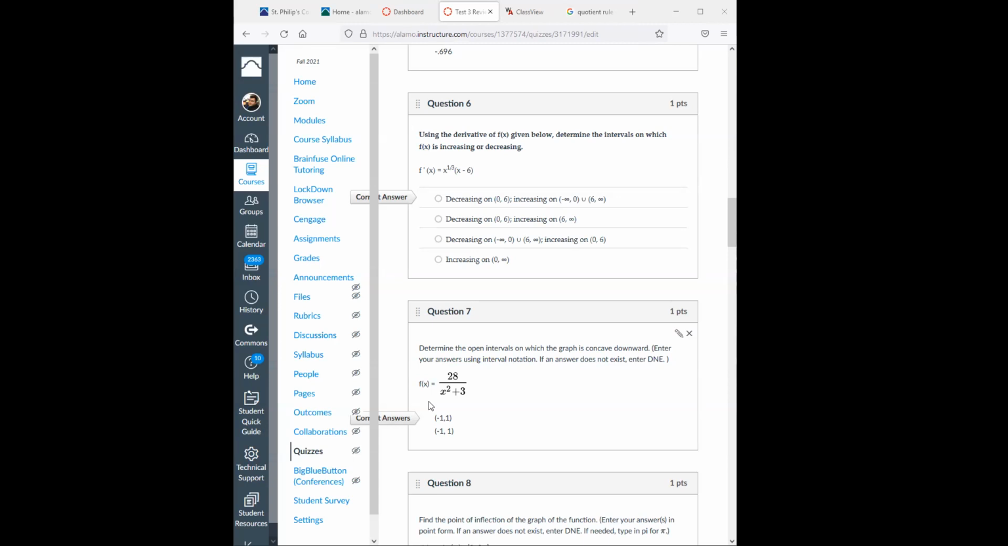So using the derivative of f(x) given below, determine the intervals on which f of x is increasing or decreasing. So they went ahead and gave us the derivative. That's nice of them.